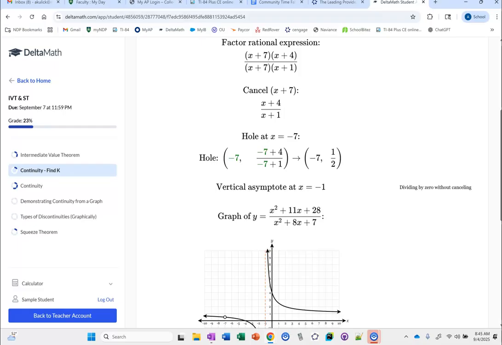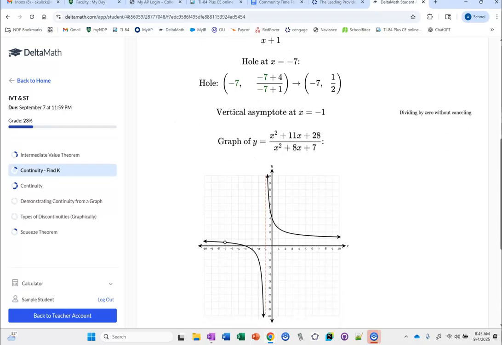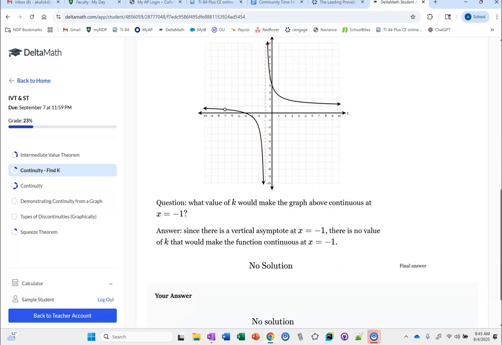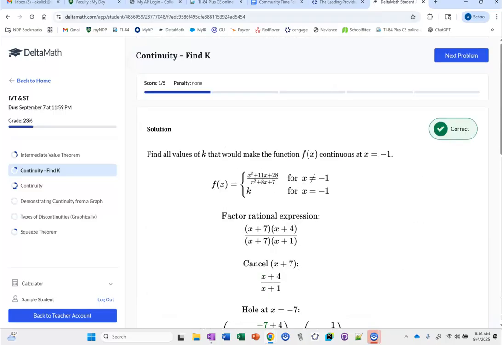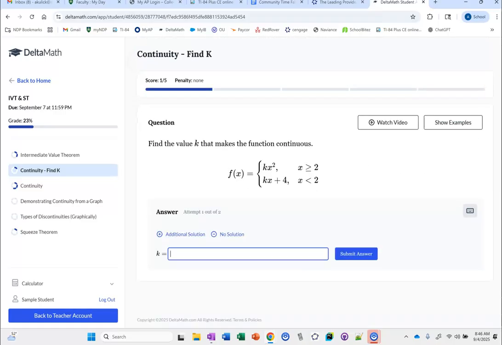You have the hole there, but that doesn't matter. You have a vertical asymptote here. You can't fill a vertical asymptote with a k, or just a constant value. So you can't do anything. Great. Perfect. This is even better.